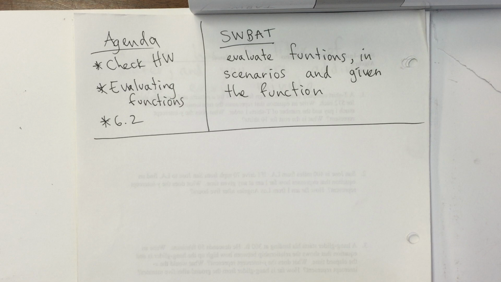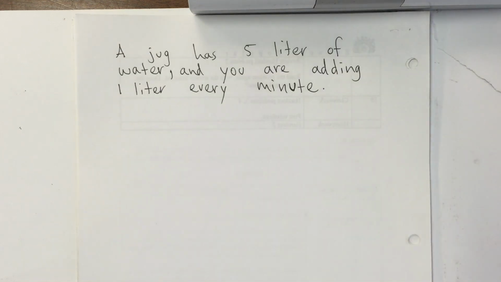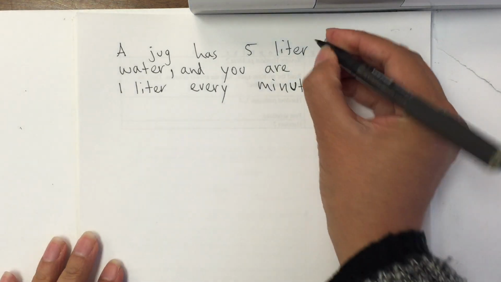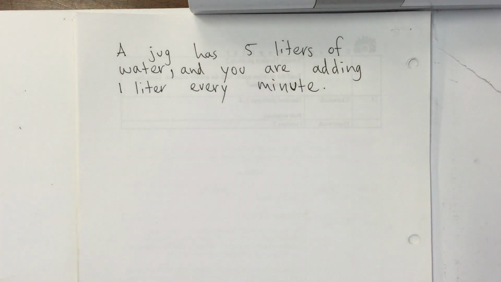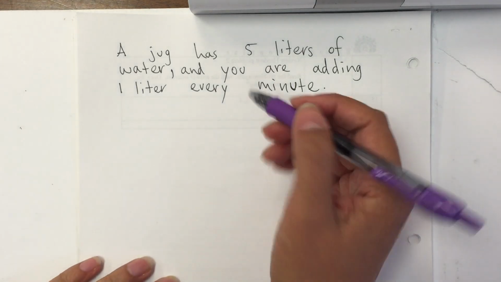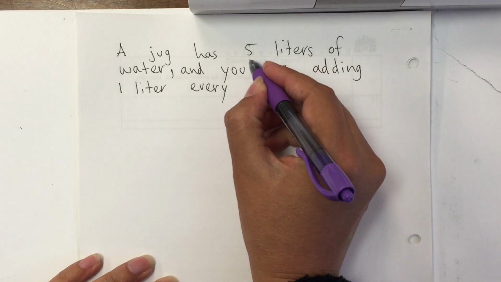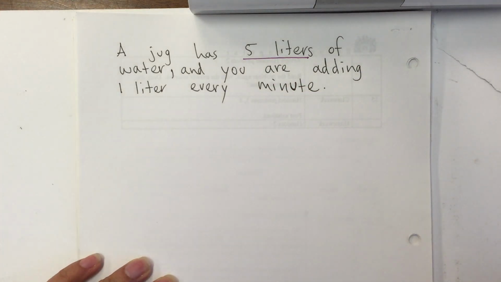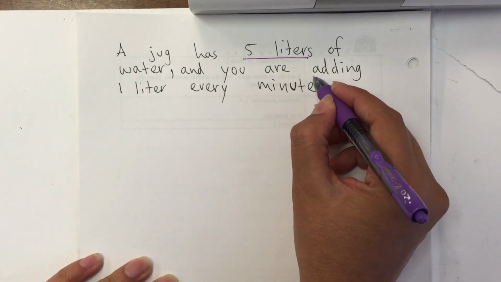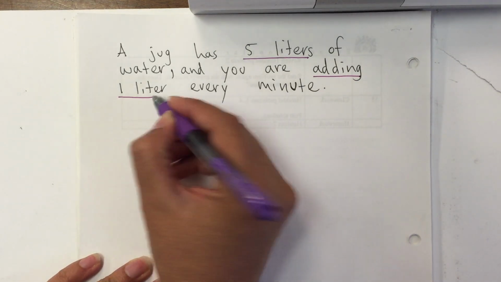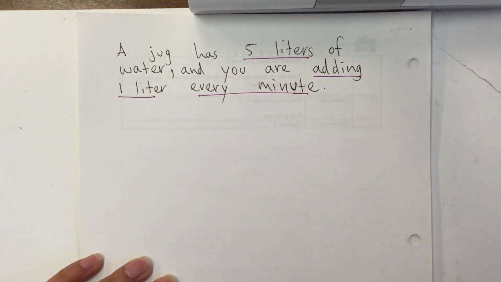So we have this scenario. A jug has 5 liters of water and you're adding 1 liter every minute. So remember that basically this is like our initial point, what we have right now. And what's happening is that we're adding 1 liter every minute.